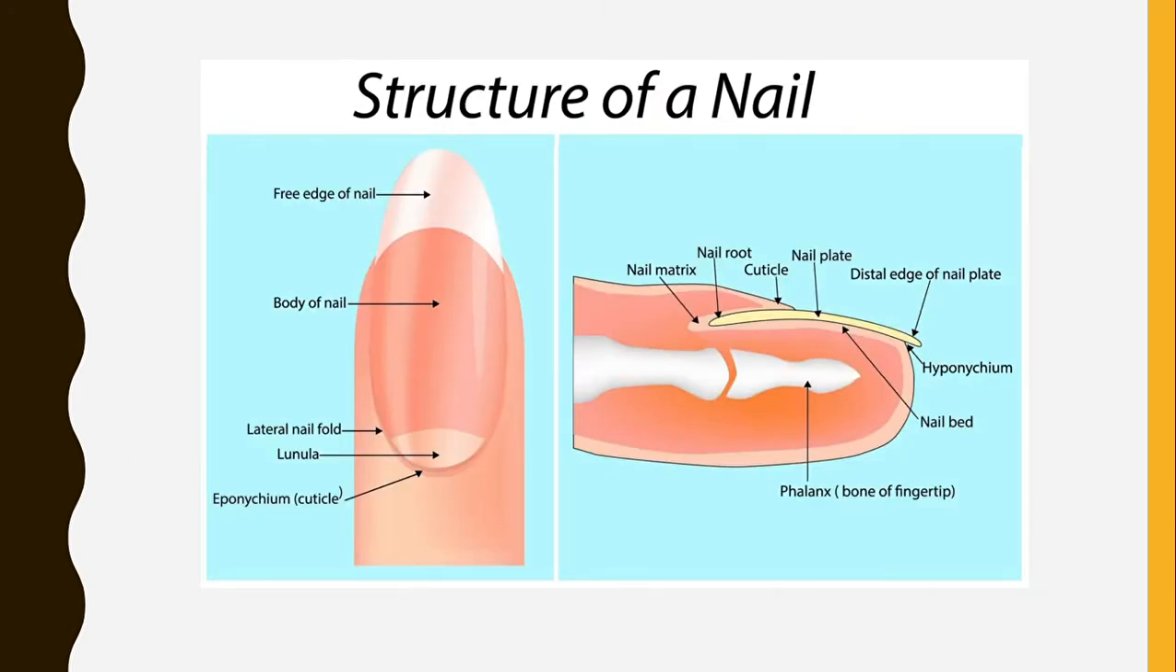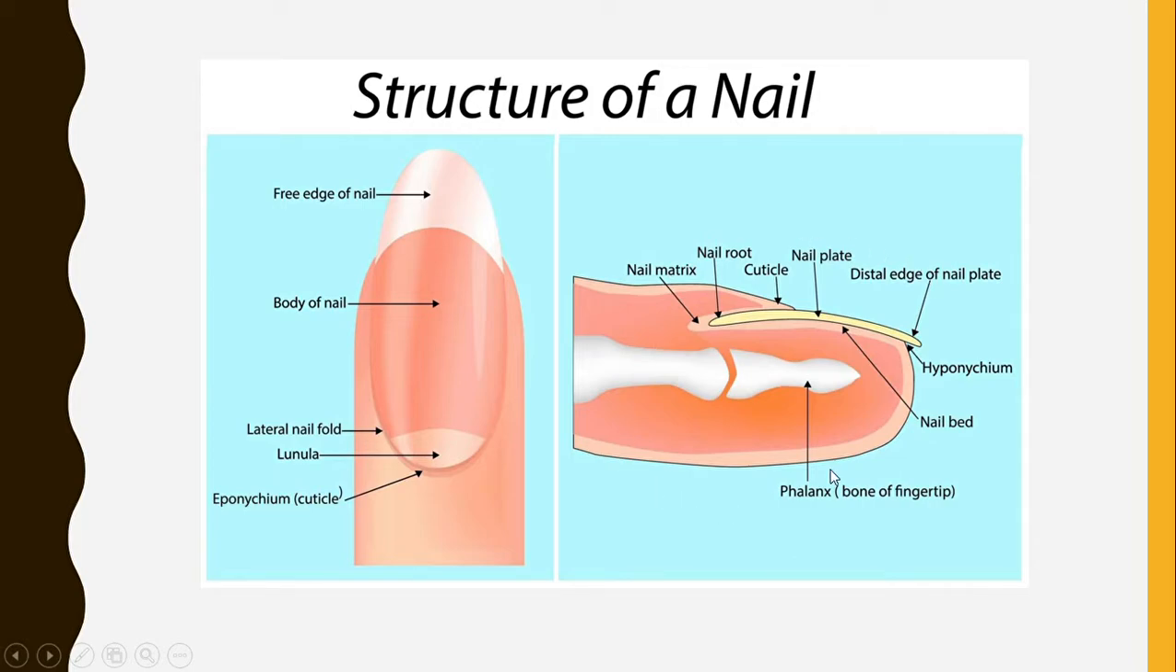Now we'll see the structure of a nail. In this, this is the body of the nail. This is the lateral nail fold. This white patch-like thing is the lunula, and this is the cuticle. Cuticle is also known as eponychium.